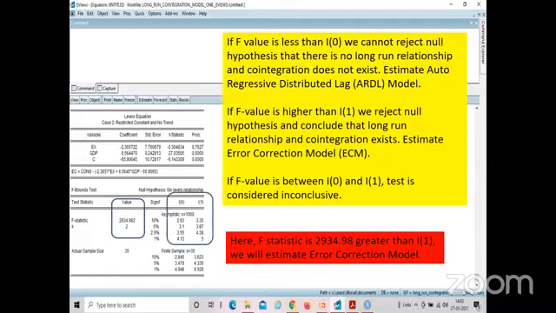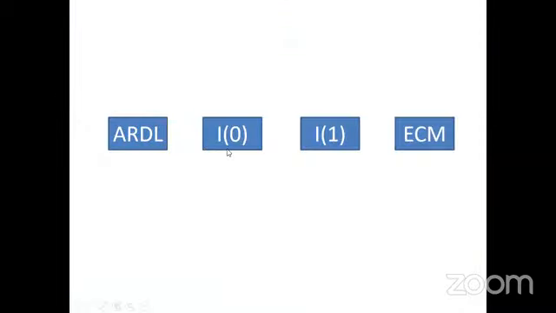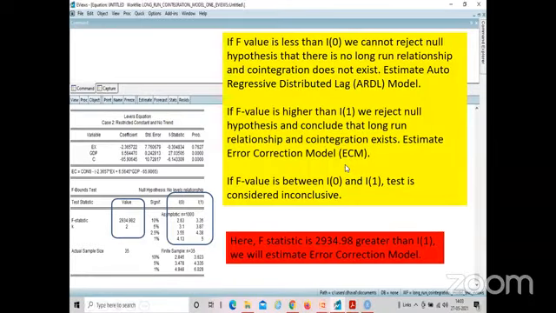Remember this graph. Remember this. If the value of F is less than I0, ARDL. If the value of F is more than I1, ECM. Now see carefully and read. Whatever you want to do, write it down.